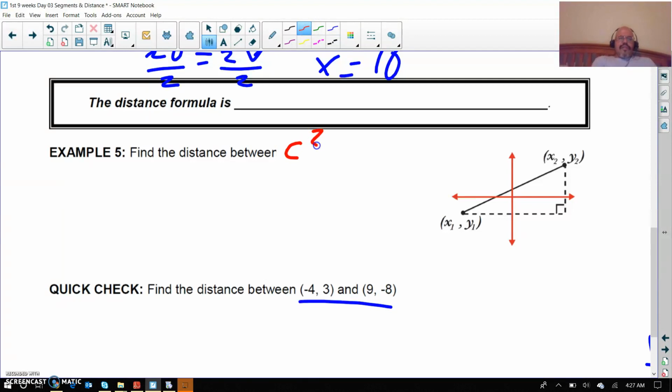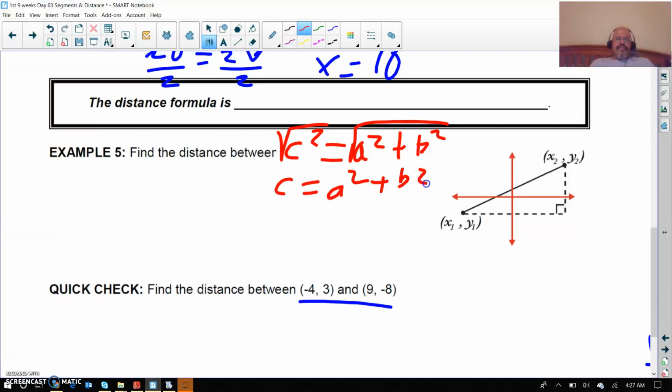Sorry, getting myself a little bit frazzled, trying to hurry up. c squared is equal to a squared plus b squared. And I'm going to solve for c because I want to find the distance right here. So c is equal to the square root of a squared plus b squared. Now if you remember your stuff with right triangles, the longest side is going to be our c. So that's the distance between x1, y1 and x2, y2.